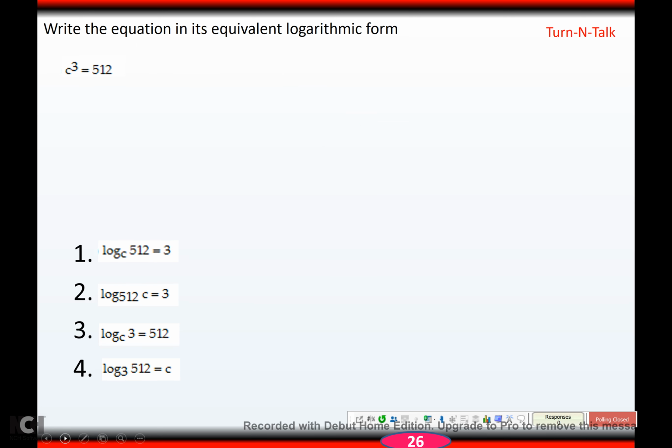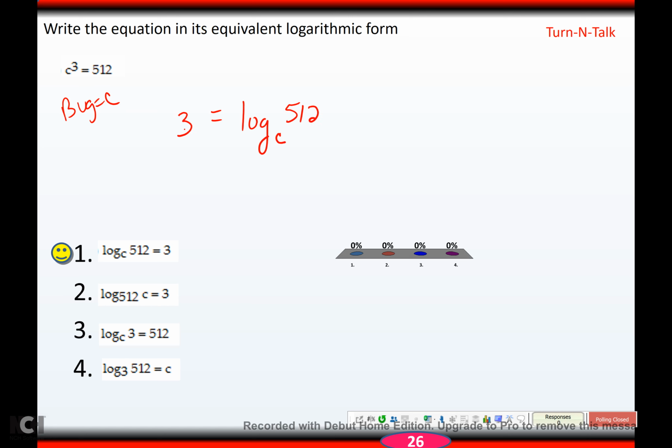Alright, try this one. Hit pause, come back when you're ready. And hopefully you got 1. Alright, my bug is c. So back on the other side, put him back under his log with the 5, 12 on this side, and the 3 drops down on that side.